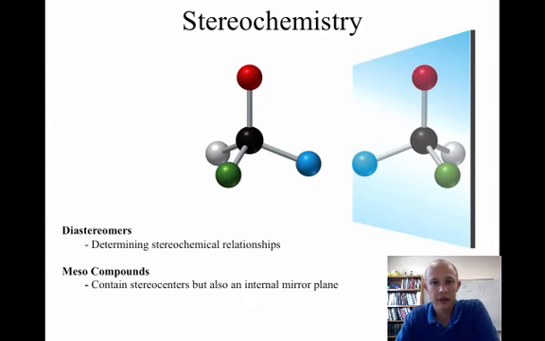Welcome back. Stereoisomerism can be very tricky. We've already talked about constitutional isomers. We've talked about enantiomers, which are non-superimposable mirror images. But we alluded to a third class of isomers, which are called diastereomers, and those are what we're going to talk about today.